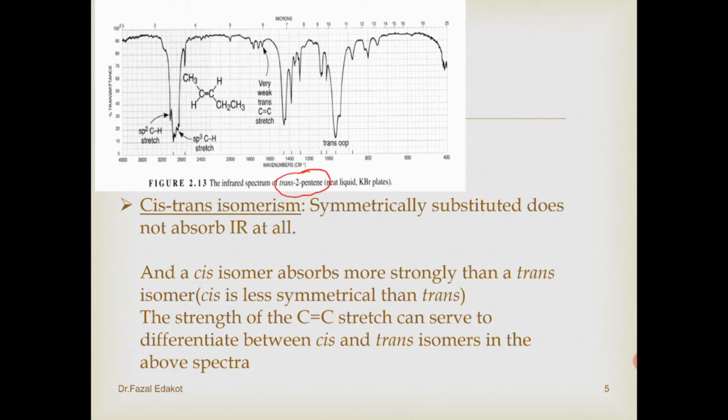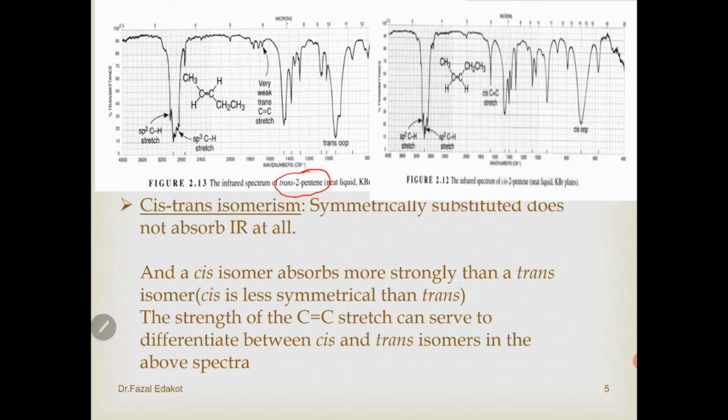Just recall, this is trans-2-pentene. And if you take cis-2-pentene, this is cis-2-pentene, the difference is the very weak trans C=C double bond stretch. Here it is visible, very visible. The C=C stretch is notable.